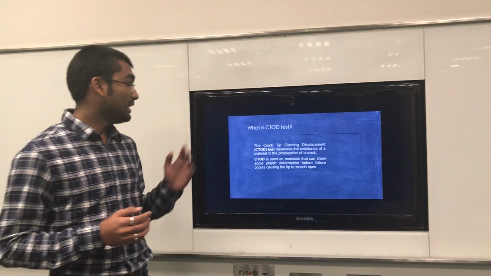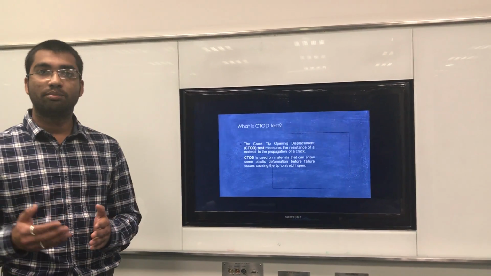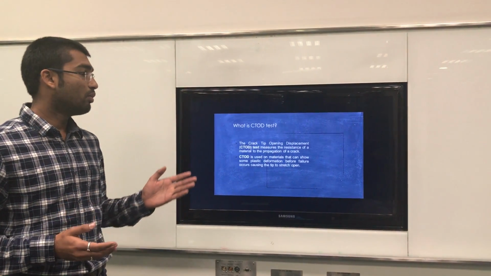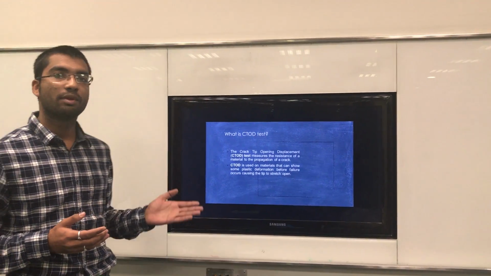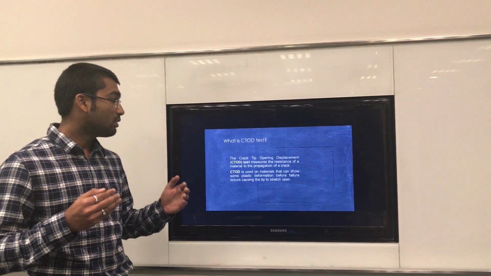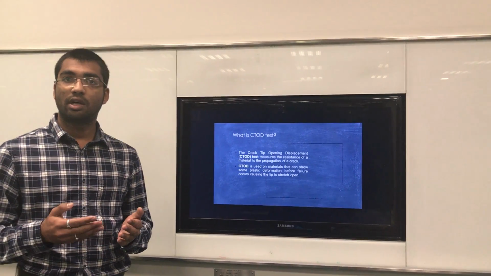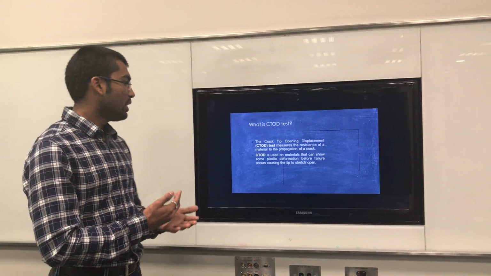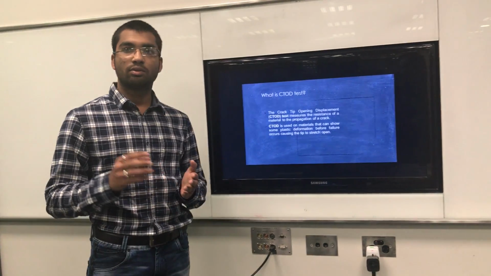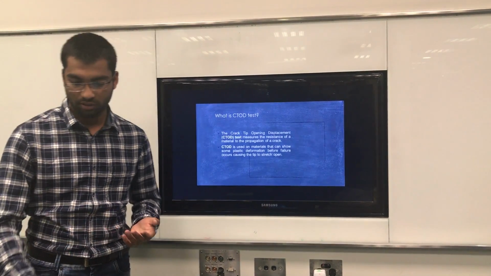So, what is the CTOD test? The CTOD test is also known as the crack tip opening displacement test, which is used to measure the resistance of the material. By using the CTOD method, we'll know where the propagation is going to start. And CTOD is used on materials, majorly the plastic ones, whichever materials show plastic deformation.